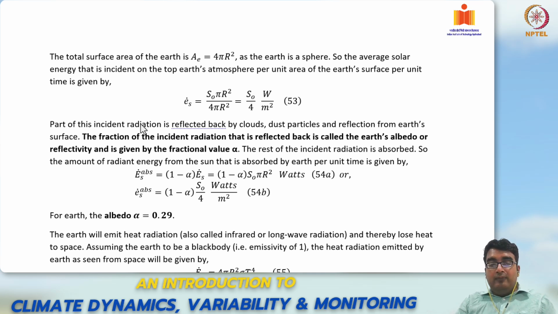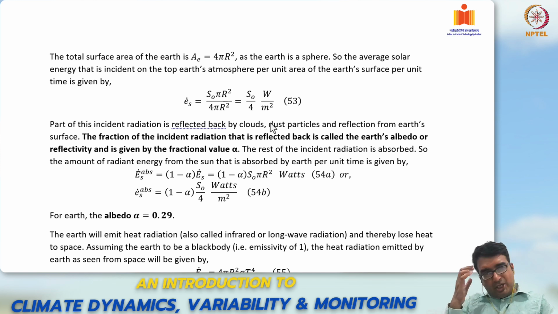Now, part of this incident radiation is reflected back by clouds, dust particles, and reflection from Earth's surface itself. So, solar energy will hit the top of the cloud, which is usually white in color, and will get reflected back. Dust particles, some of the sunlight will hit the dust particles and get reflected back. Some of the sunlight will hit the surface of the Earth, and instead of being fully absorbed, will also get reflected back. So, there will be a fraction of radiation which is absorbed neither by the Earth's atmosphere, nor by Earth's land, nor by Earth's ocean, but rather gets reflected back towards space.